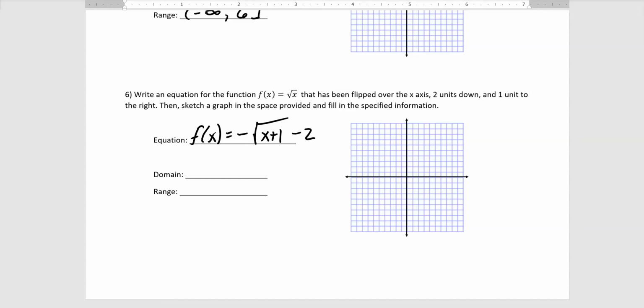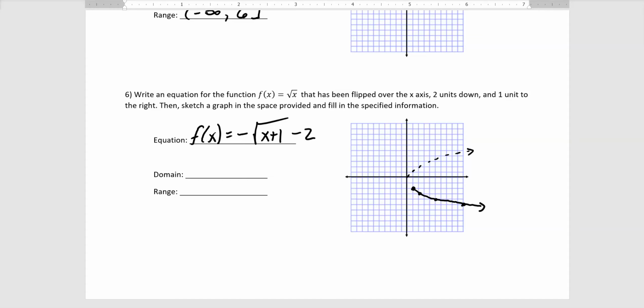So remember that original shape looked like this. That is not going to be what this one looks like. So this one is flipped over the x-axis, 2 units down, 1 unit to the right, and then we can start that pattern. 1, 1, 4, 2, 9, 3. Just barely on that graph. Connect our dots. Do you see how that flip has occurred?